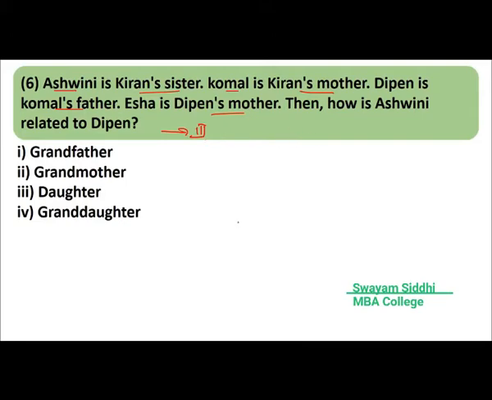Ashwini is Kiran's sister. Okay, this is Ashwini. This is Kiran. Ashwini is Kiran's sister, so minus. Ashwini is minus and sister. So siblings. Okay. Komal is Kiran's mother. We do not know the gender of Kiran, whether male or female, so we'll write plus minus. We'll write both. Komal is Kiran's mother. Komal is mother, that means minus sign of Kiran.